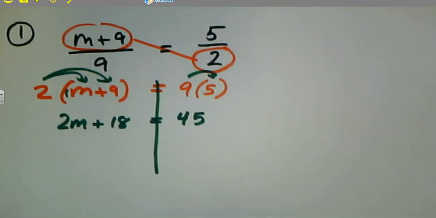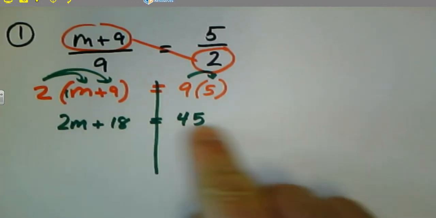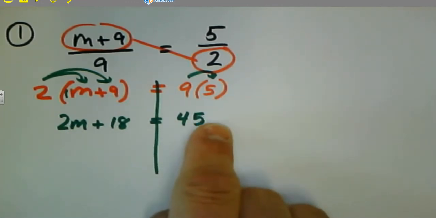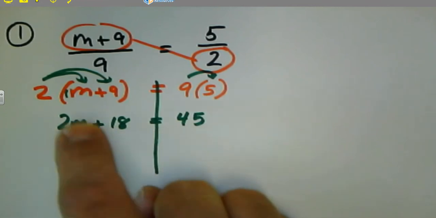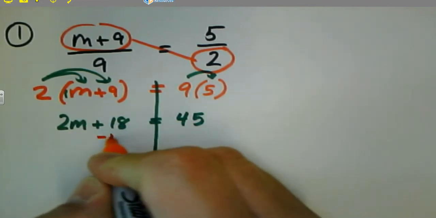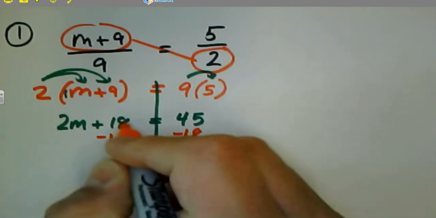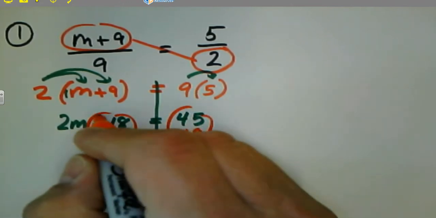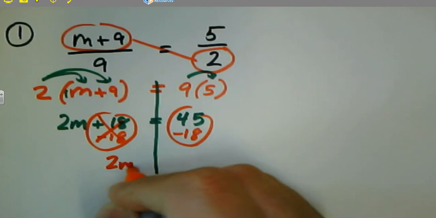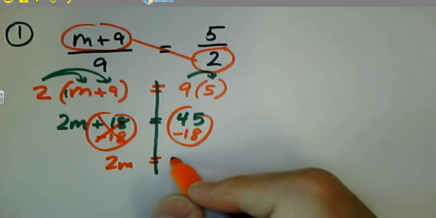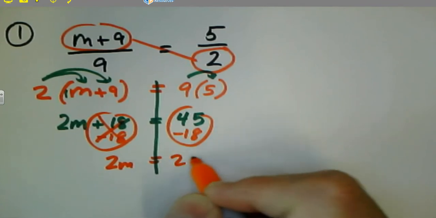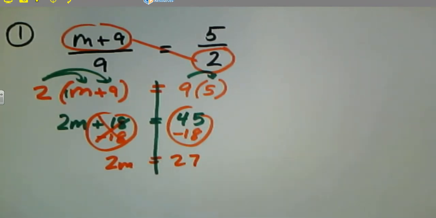What do we do next? Well, can we combine like terms? No. Is there an extra variable over here? No. Is there something added or subtracted to the variable m? Yes, it's 18. So we're going to subtract 18 from both sides of the equation. Does anybody have that? What is 45 minus 18? What's that? 27. And we do our final step, which is to divide by 2.